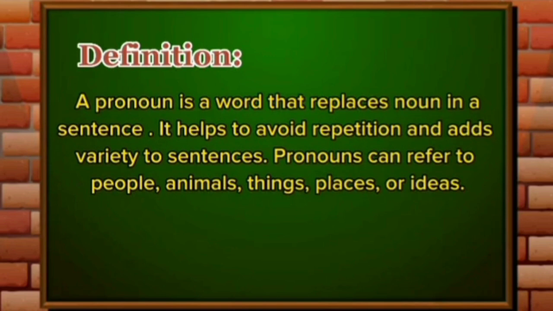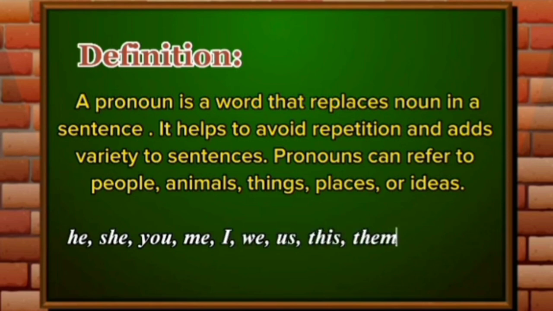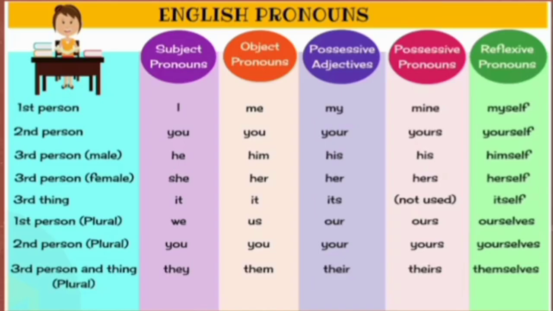A pronoun is a word that replaces a noun in a sentence. It helps to avoid repetition and adds variety to sentences. Pronouns can refer to people, animals, things, places, or ideas in a sentence: he, she, you, me, I, we, us, this, them, that, etc.